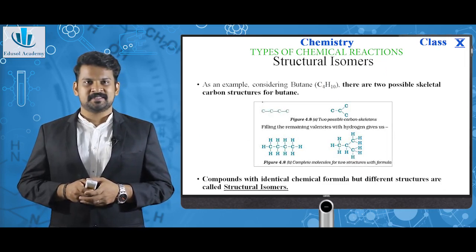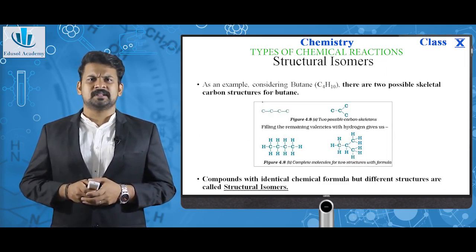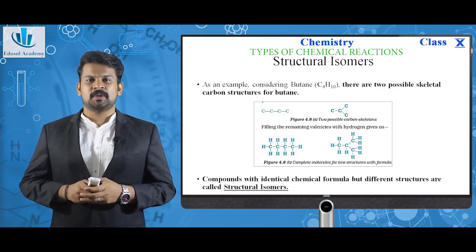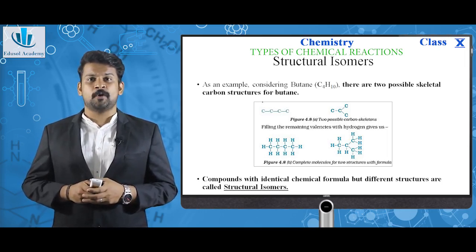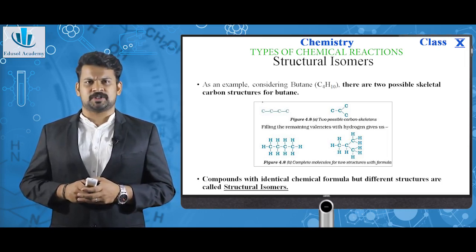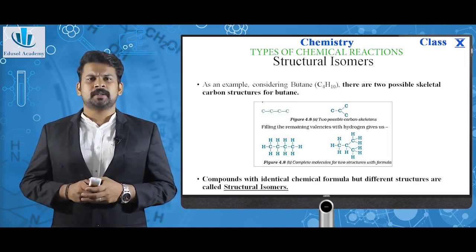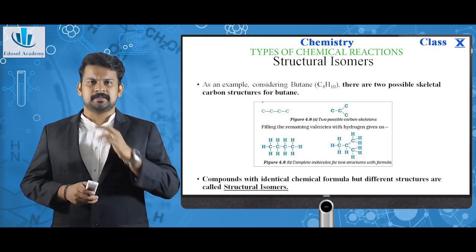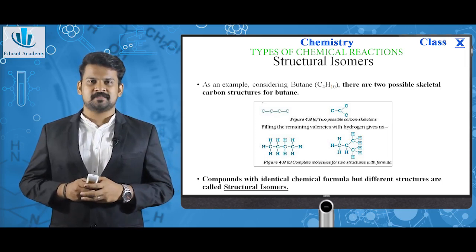Structural isomers. As an example, let's consider butane. Butane means 4 carbon atoms, CnH2n+2, which gives C4H10. There are 2 possible skeletal carbon structures. One is drawing the carbon structure in a straight chain, C, C, C, C, all having single bonds.